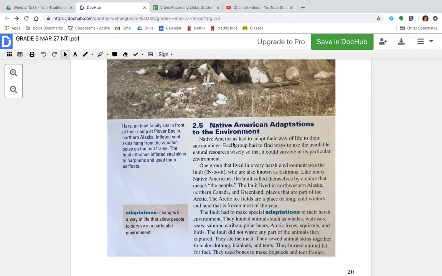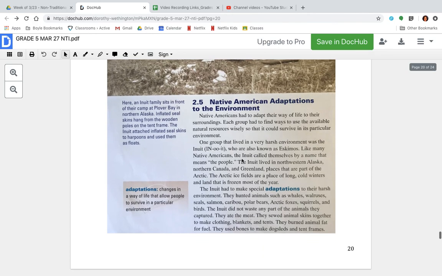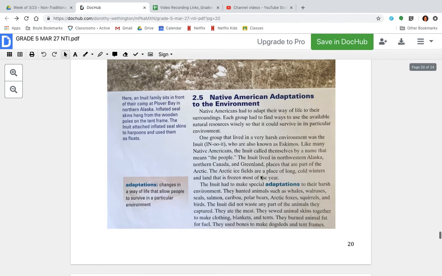Native Americans had to adapt their way of life to their surroundings. Each group had to find ways to use the available natural resources wisely so that it could survive in its particular environment. One group that lived in a very harsh environment was the Inuit, who are also known as Eskimos. Like many Native Americans, the Inuit called themselves by a name that means the people. The Inuit lived in northwestern Alaska, northern Canada, and Greenland, places that are part of the Arctic.